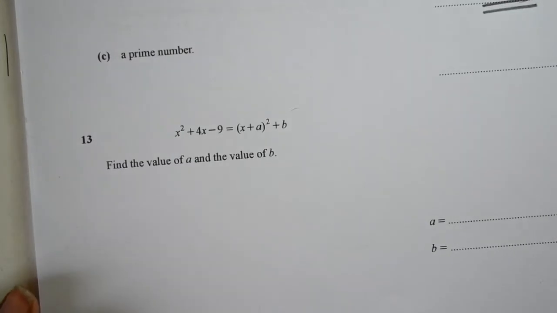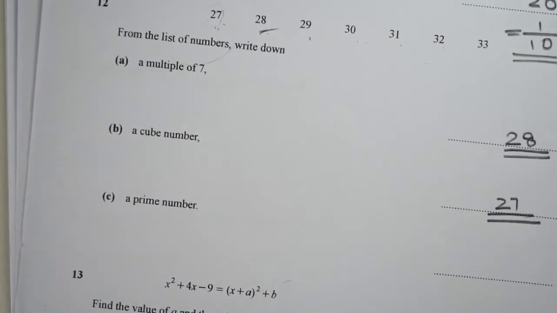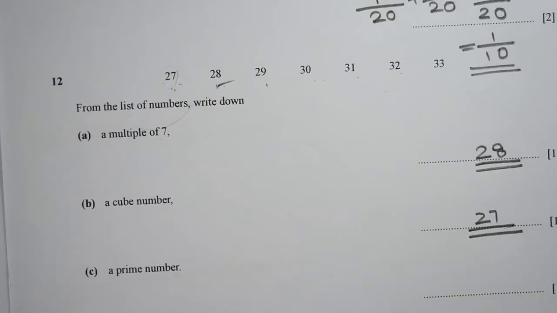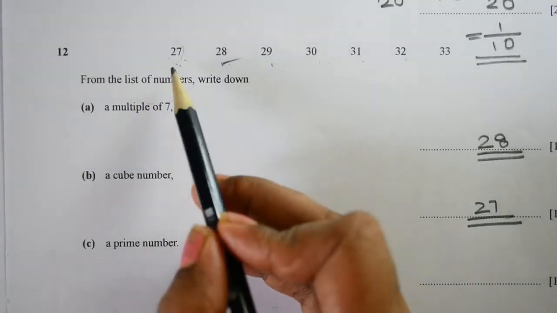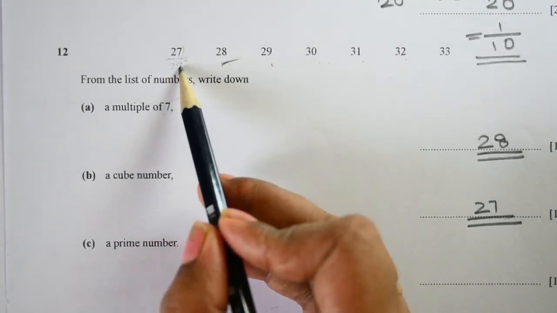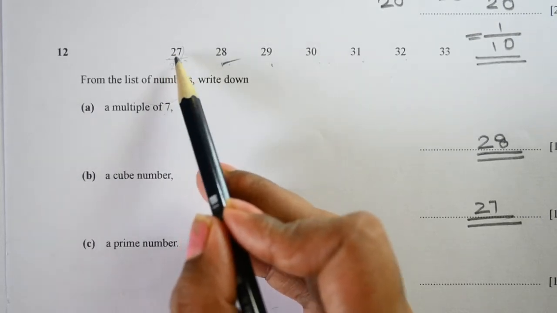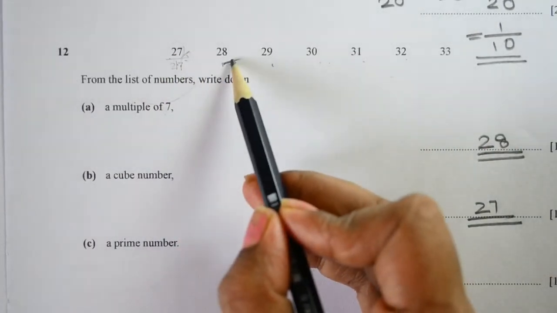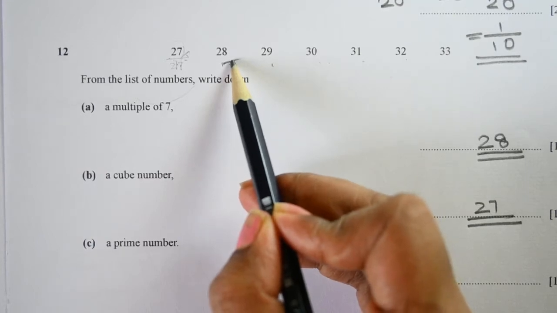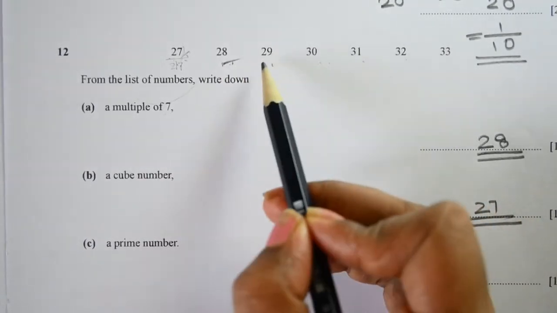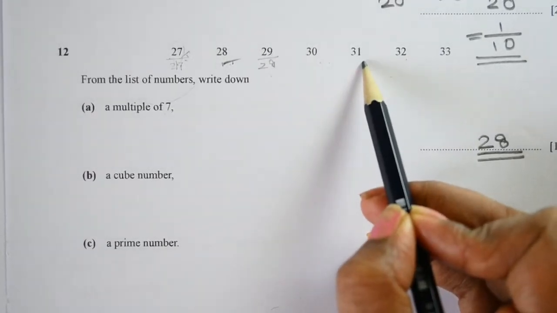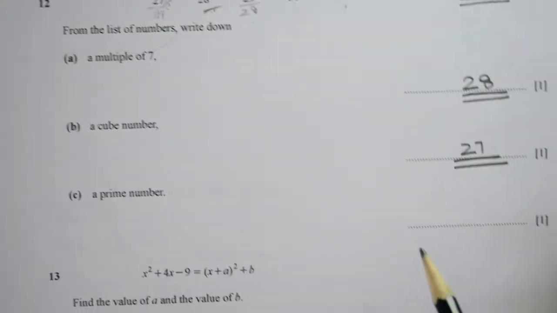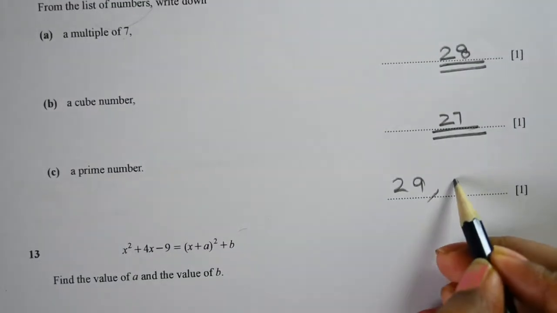Next question. A prime number. So what do you mean by a prime number? A prime number means a number divisible by only the same number or 1. That is known as a prime number. For example, 27. It's divisible by 27. Yes. At the same time 1. But it's also a multiple of 3 and 9. So you can't take 27. 28 also, it's a multiple of 2. At the same time 28 and 1. No. 29. It can only be divisible by 29 or 1. 30, no. 31, yes, it's only divisible by 31 or 1. So the answer is 29 or 31.